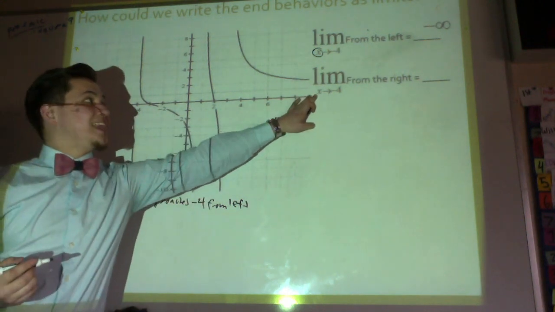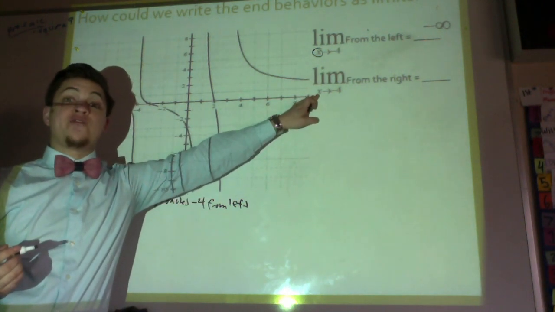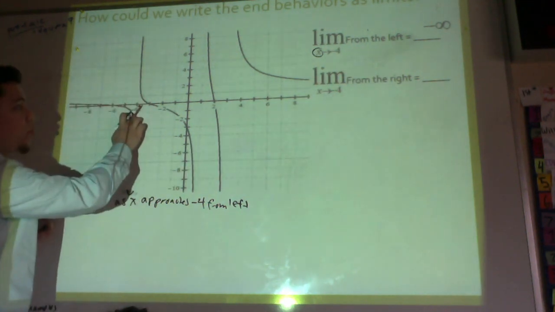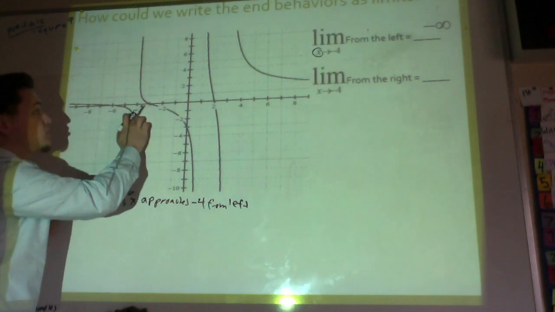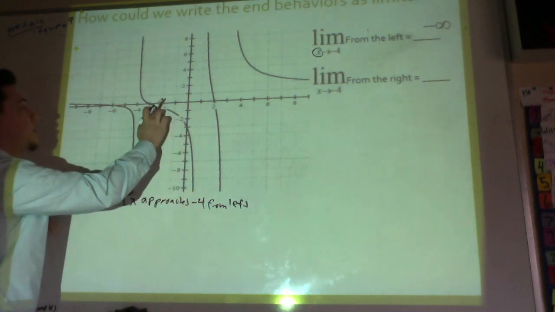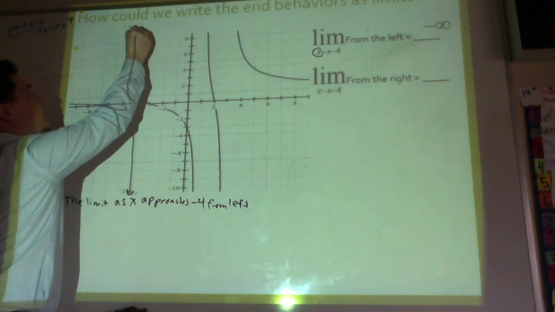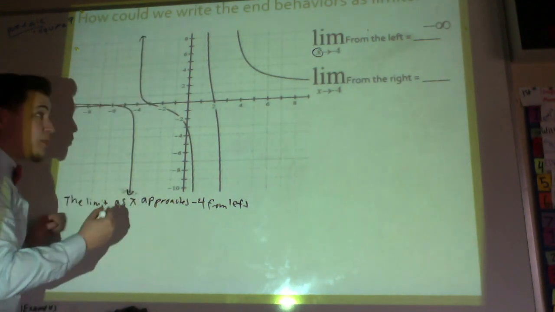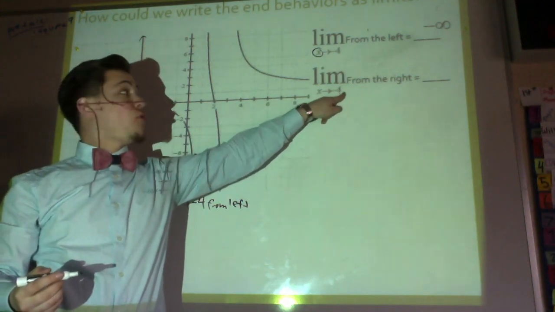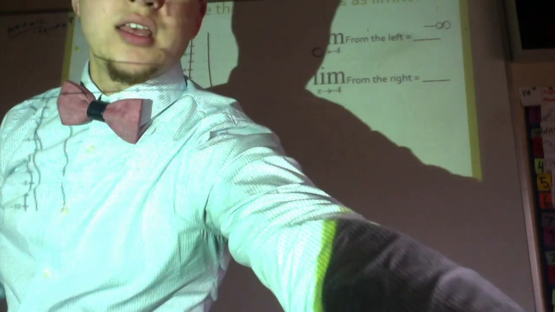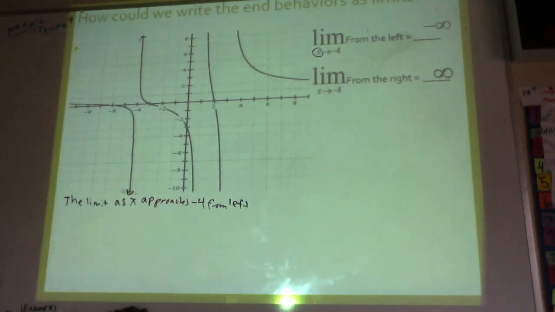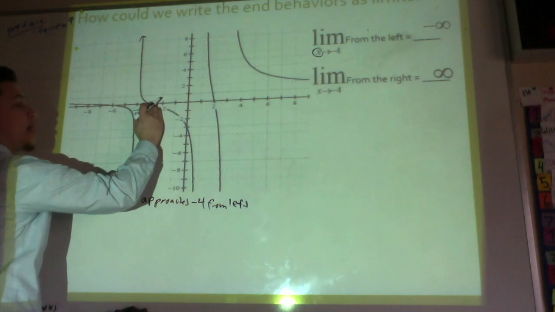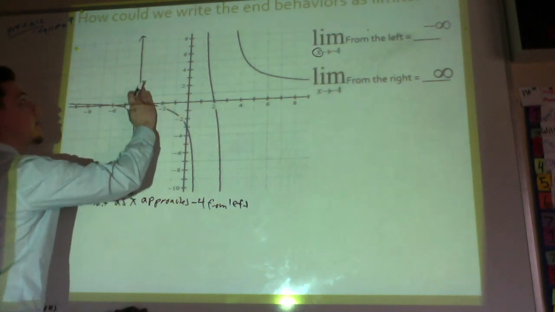Now, the limit as x approaches -4 from the right. So you've got to find, okay, here's -4. This is the line that is closest to that -4. So you're going to see, oh, it goes up and up and up. It never is going to stop. What does that mean? The limit as x approaches -4 from the right is positive infinity because it's going up. You're going from the right, not to the right.